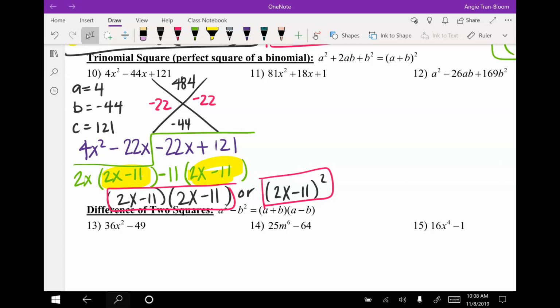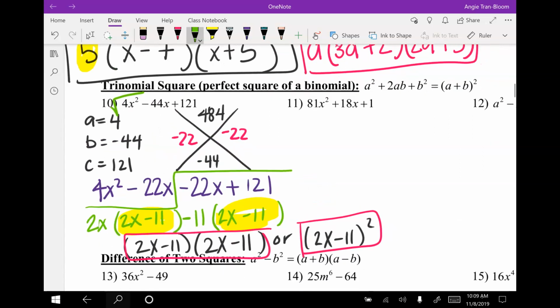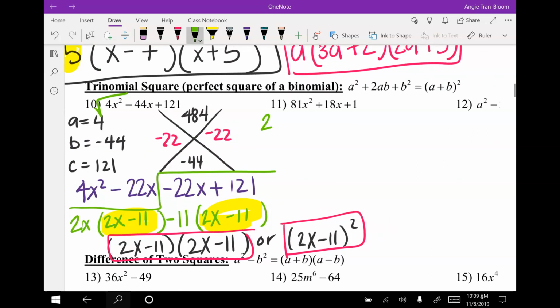It's a perfect square number. Is 4 a perfect square number? Yes, because 4 is 2 times 2. Is 9 a perfect square number? Yes, because it's 3 times 3. So same thing with these. 4x squared. If I take a square root, what would I get? 2x. Okay? Take a square root of 121. Is that a perfect square? It's 11. Okay, so now look at the formula.